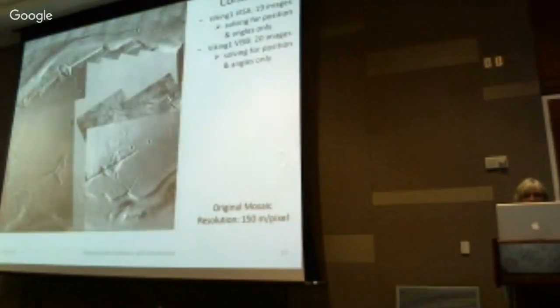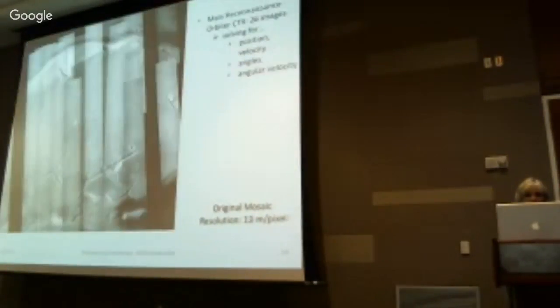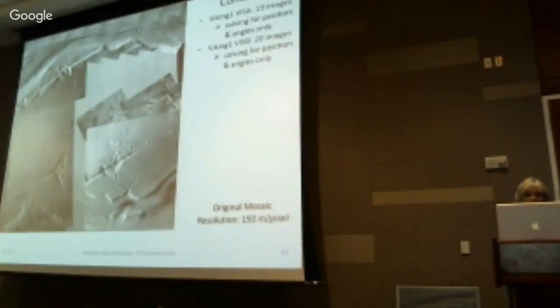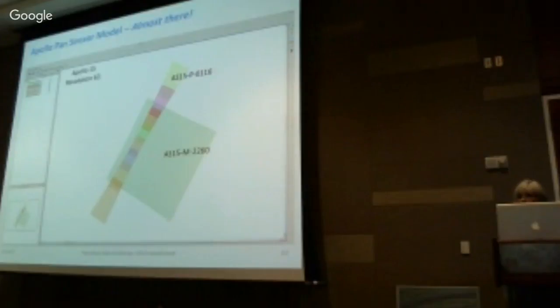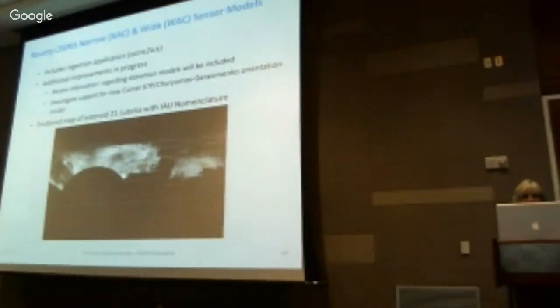Viking, CTX and Viking. It's all lined up. Recent R&D, we use pixel to map. We've expanded its functionality for field of view. This is Dawn VIR Vesta data, so we actually map project one pixel at a time rather than the entire image. It can be very useful when your images are not lined contiguous on the surface. Polypan sensor model is almost there. Rosetta, OSIRIS, NAC, and WAC.